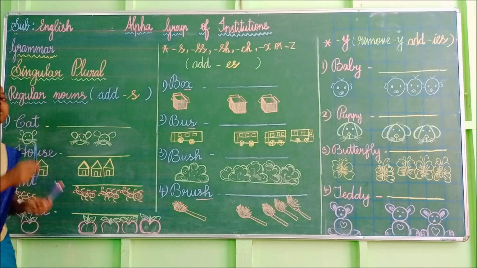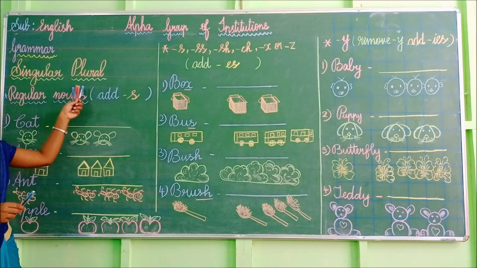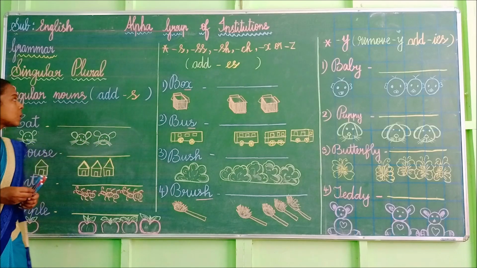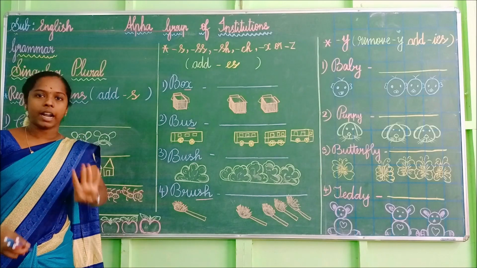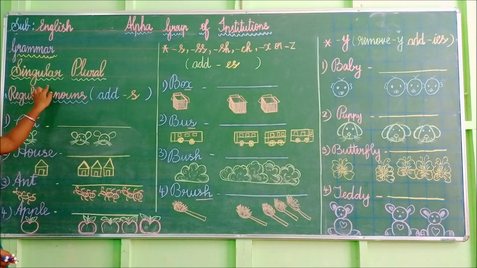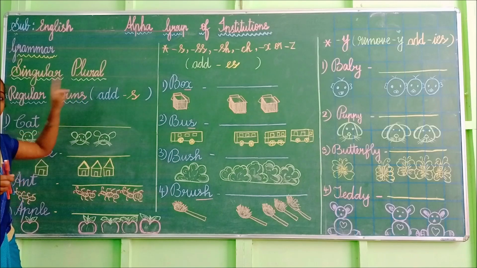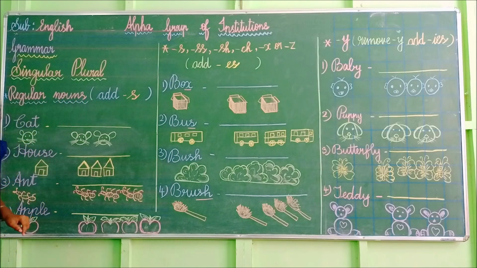So singular means only one. Plural means more than one. Singular names a person, place, thing or an animal. First, let us see regular nouns.